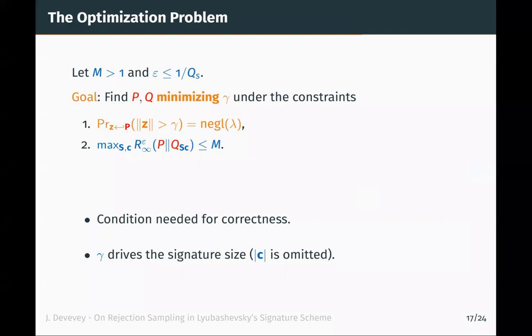Then the first condition that we have here, if you remember, is the condition that you need for correctness. This defines the gamma. And you want to minimize it because it's really what drives the signature size. Here we just omit the size of the challenge because it's just a hash, so we don't really have anything we can do on it. So we're just going to minimize gamma.